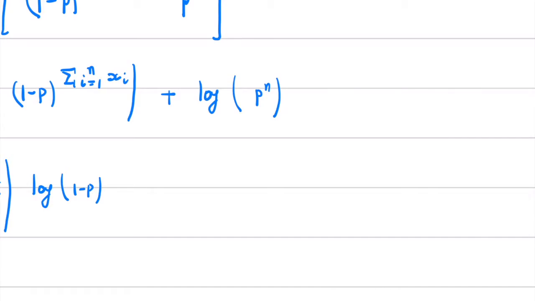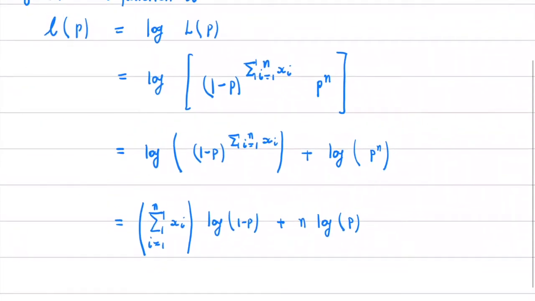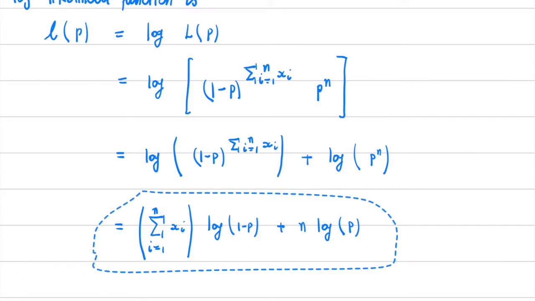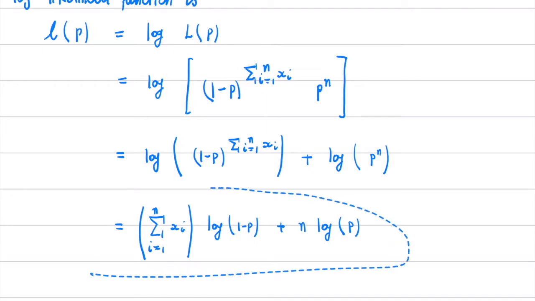So we're going to take this n, we notice the n, and that n is going to come out the front. So plus n log p. And of course, in case I forgot to mention, this log of course refers to log base e by default. So now that we've found the log likelihood function, our goal will be to differentiate this with respect to the parameter p, set that derivative equal to 0 to find the MLE.